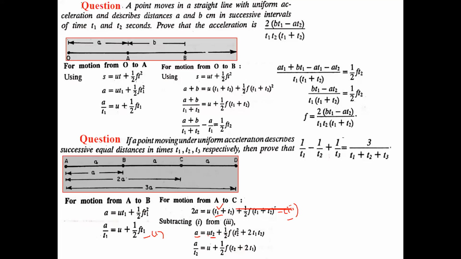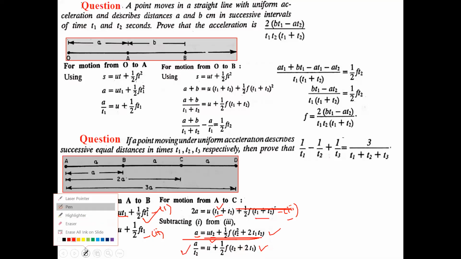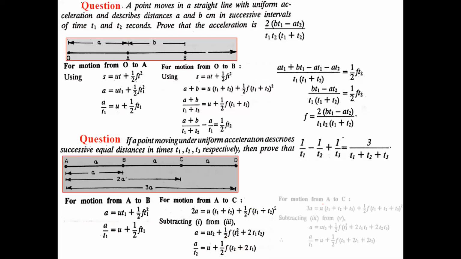U T1 plus T2 minus, this is 1, sorry, this is 1, this is 2. So 2A minus A, this is A, and U T1 plus T2 minus U T1, it is U T2, and half F T1 plus T2 square minus half F T1 square. When you simplify this it will come out. T2 is common in it, so we divide both sides by it.